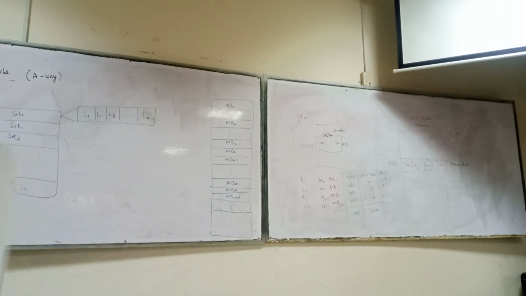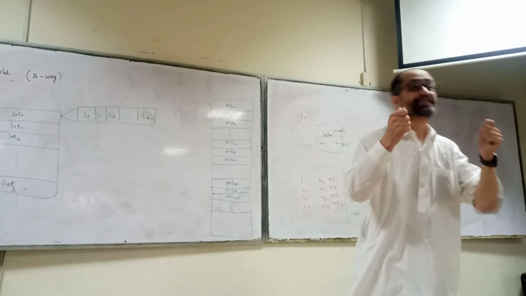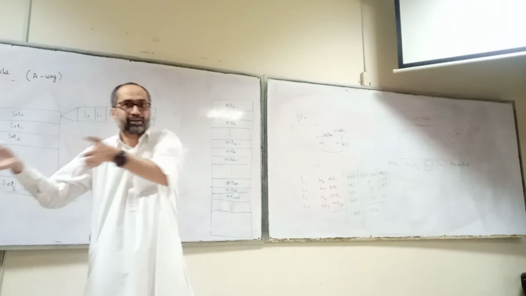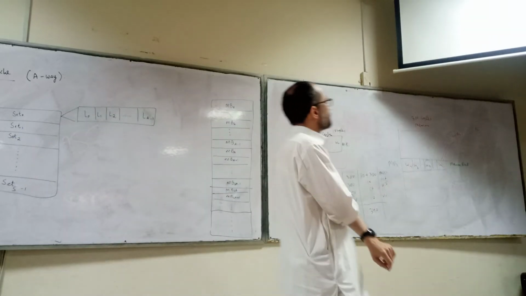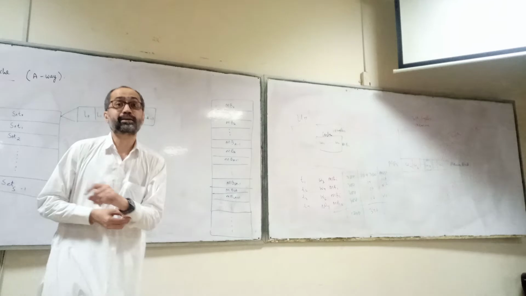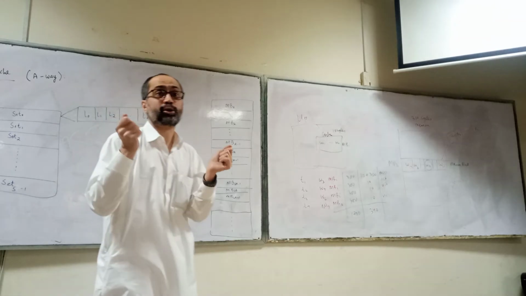So cache is based on the concept of spatial and temporal locality. What is the concept of spatial and temporal locality? When a block is accessed, it is highly probable that the adjacent block will be accessed. So it is based on the concept of spatial locality that when a block is accessed now, it is highly probable that the next adjacent block will be accessed. This is a property of programs. This is spatial locality.